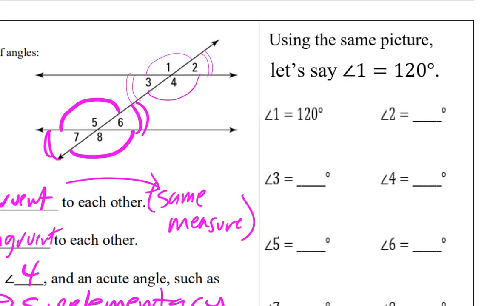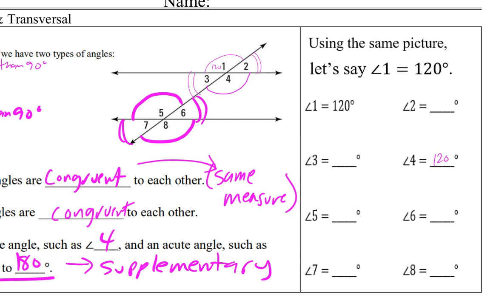Let's look at this same picture. If I said angle 1 was 120, which other ones are 120? Well, this one right here is across from that. If we see two lines crossing, angles across from each other are also equal. So number four is also 120. What else do we know? Two is how much? If this whole thing is 180, for two we would say 180 minus 120, and that would give us 60 degrees for number two. If two is 60, then three is also 60.